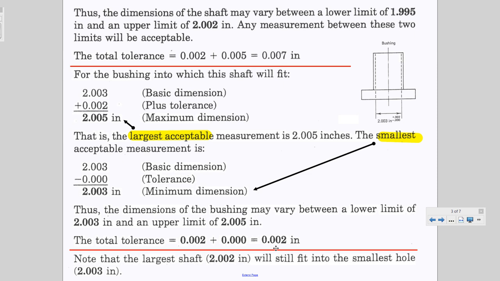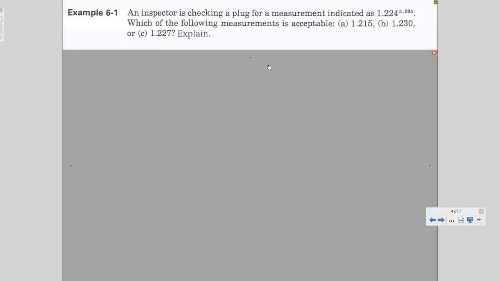So the largest shaft of 2.002 will still fit into the smallest hole, and that's what you're going to be looking at and determining: every single time, will the larger shaft fit into the smaller hole? That's the most important part.